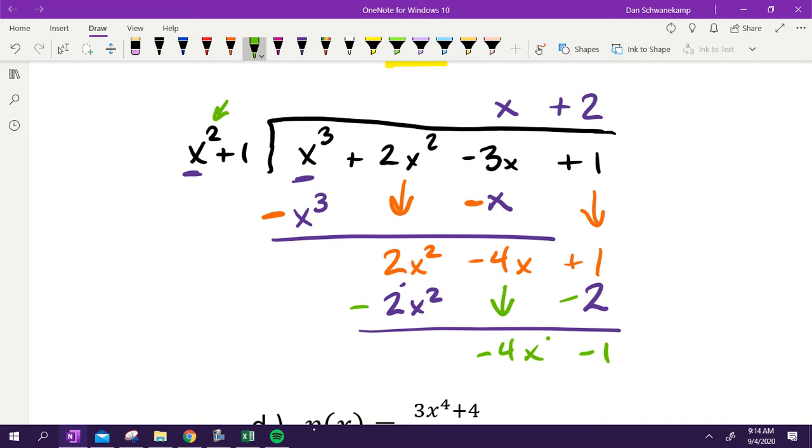That's a remainder. So my answer is x plus 2, and then I get a remainder of negative 4x minus 1 divided by x squared plus 1. Just whatever's left over here divided by whatever we started with. That's going to be our remainder. Doesn't mean a whole lot to us yet what that remainder does. It's just dividing it out.